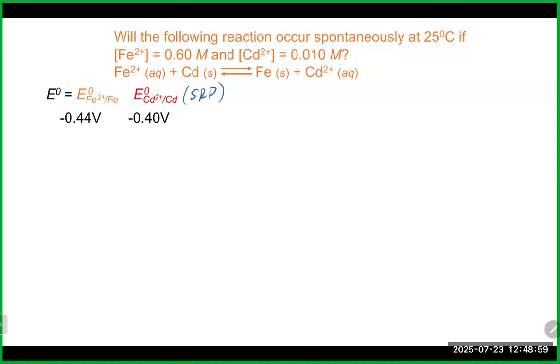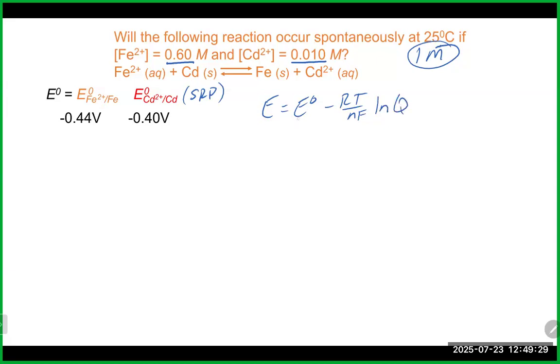Okay, let's take a look. So once again here, we're looking to see if this reaction is going to be spontaneous. This is a hint that we need to use the Nernst equation. This is under non-standard conditions, as standard conditions would be 1 molar for all the concentrations. And here, obviously, they're not 1 molar. So we'll use E is equal to E naught minus RT over nF natural log of Q.